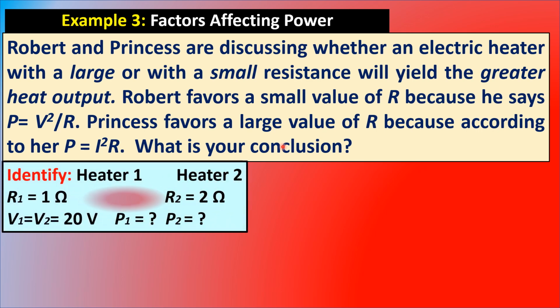All right. So again, we will identify the given data. For heater number 1, which is the heater used by Robert, the given R, for example, is 1 ohm. There is a need for us to assume certain values for the resistance. And for simplicity, we choose a small value, such as 1 ohm. And for heater number 2, the resistance R2 is equal to 2 ohms.